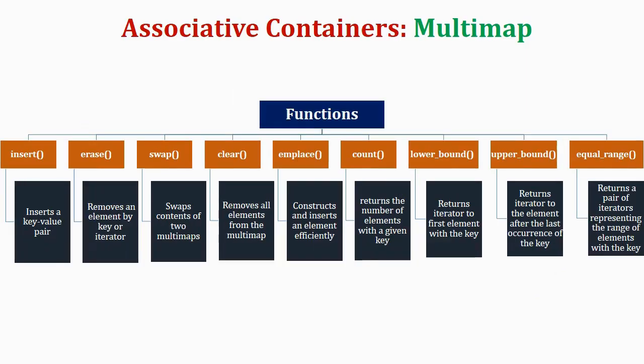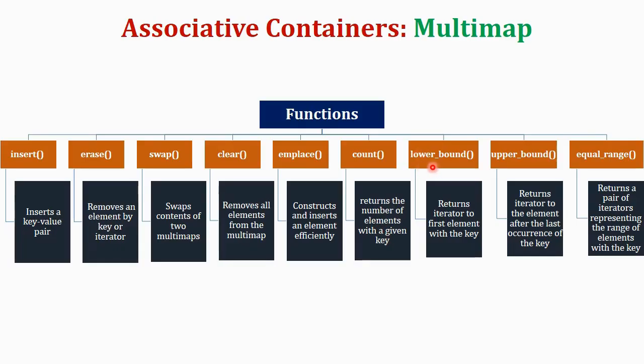And the next functions. Insert will insert the key-value pair. The next function, erase, will remove the element by key or iterator. The next function, swap, swaps the content of two multimaps. Next, clear will remove all the elements from the multimap. The next function, emplace, constructs and inserts the element efficiently. And the next function, count, will return the number of elements with the given key.